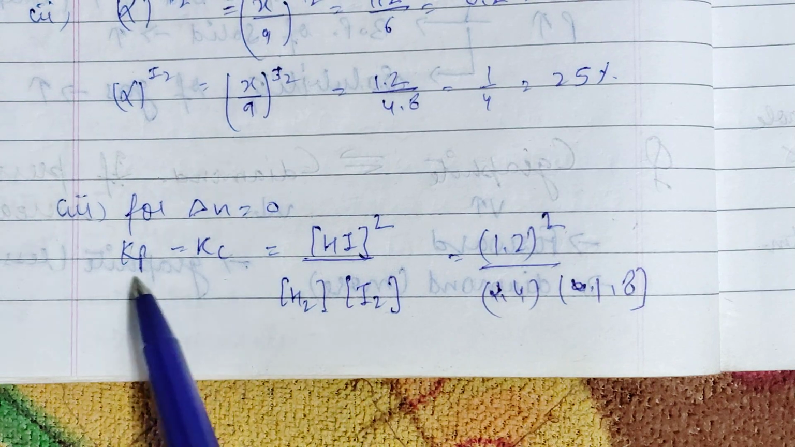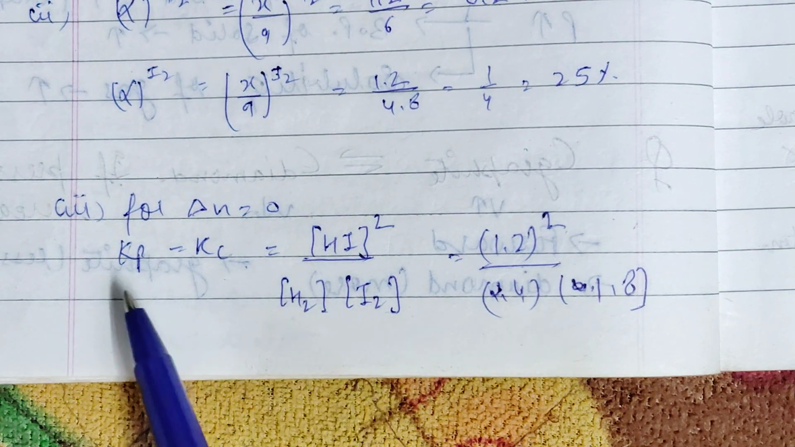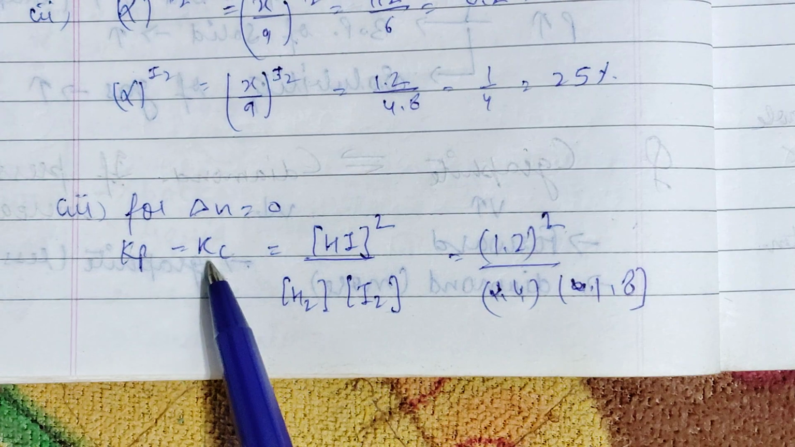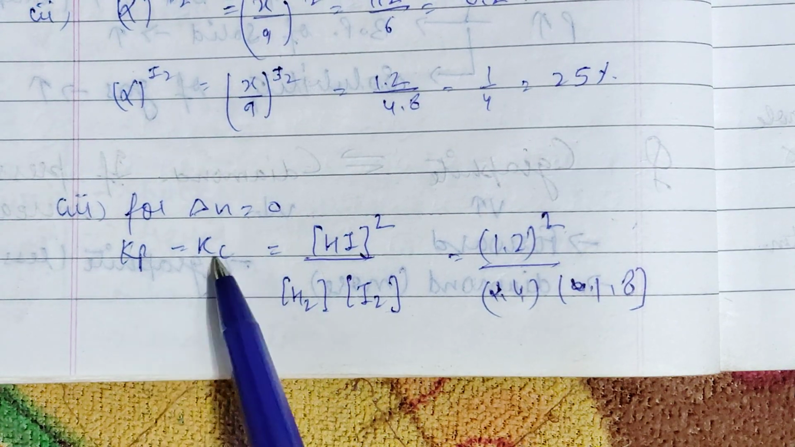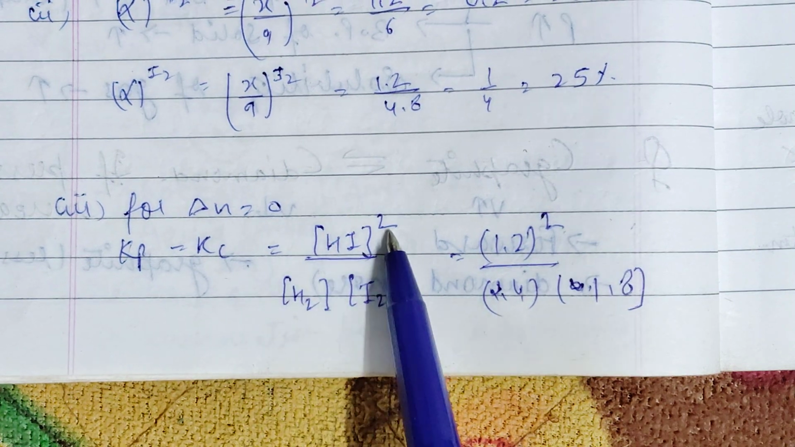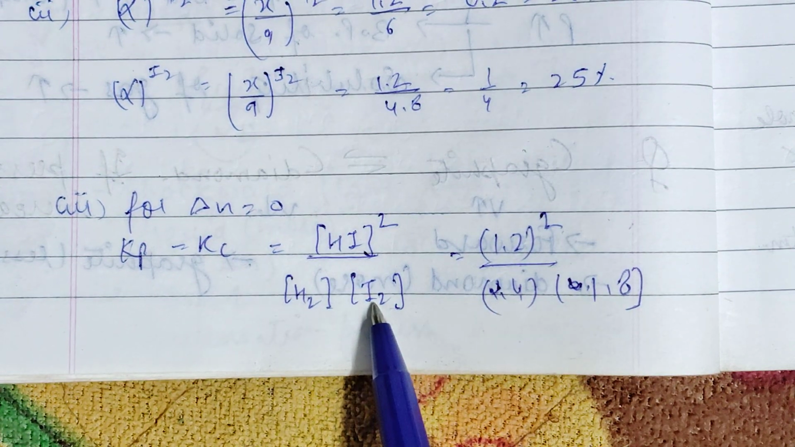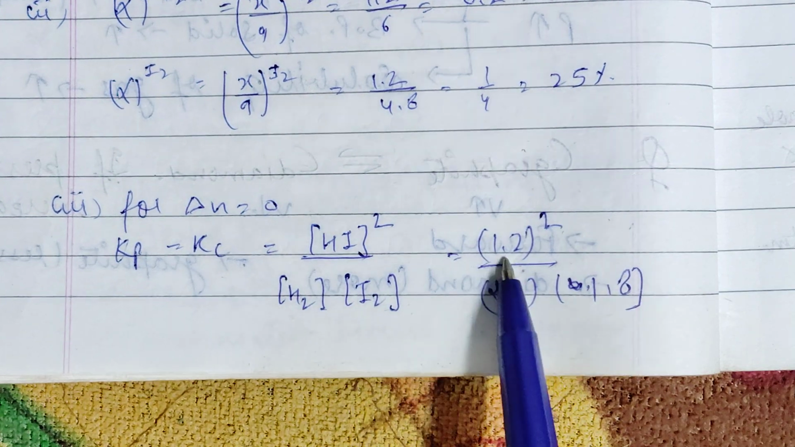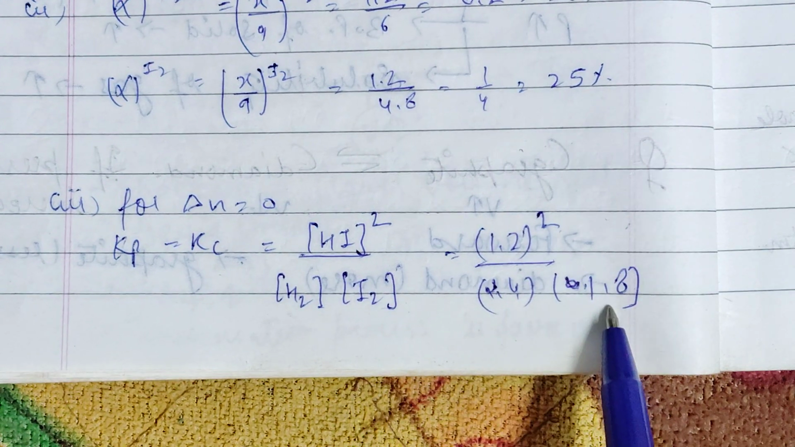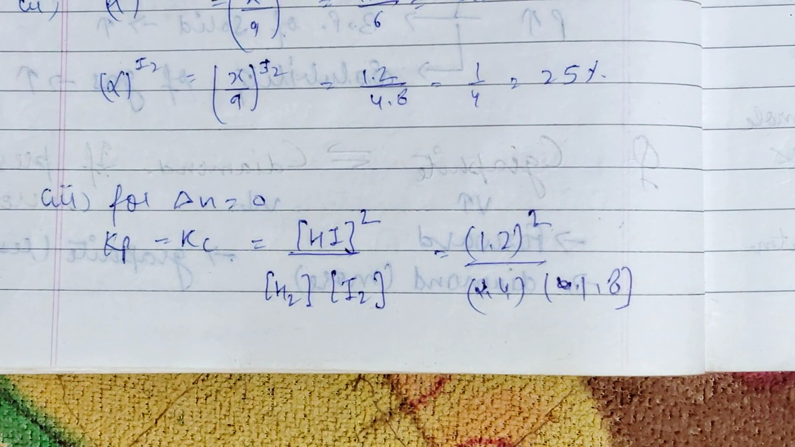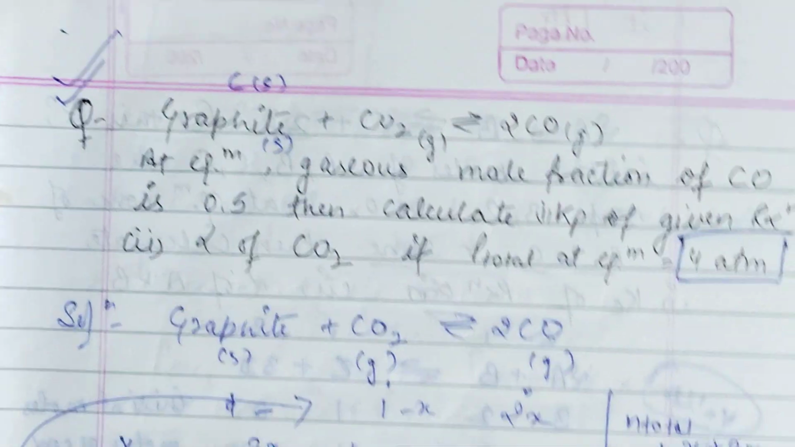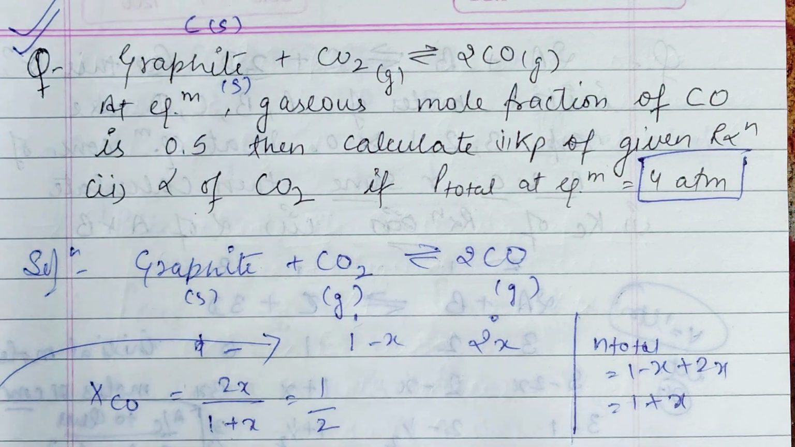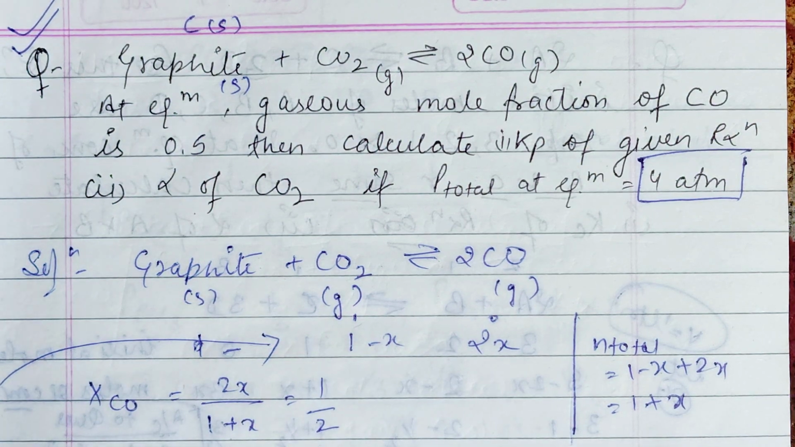For delta n equal to 0, Kp equals Kc, because our formula is Kp equals Kc (RT) to the power delta n. If delta n is 0, we get Kp equals Kc. So Kc equals HI squared upon H2 into I2 concentration, so 1.2 squared upon 2.4 into 1.8. Further we can solve and get the answer. In the next part of the video, we continue the discussion.